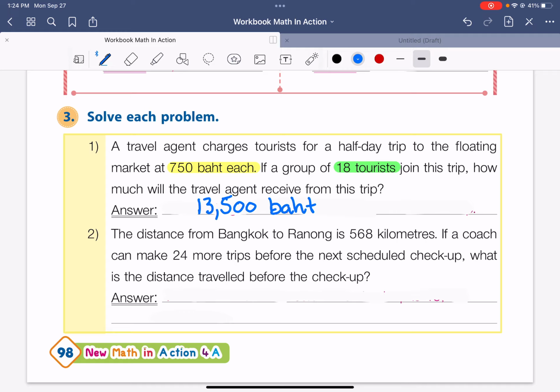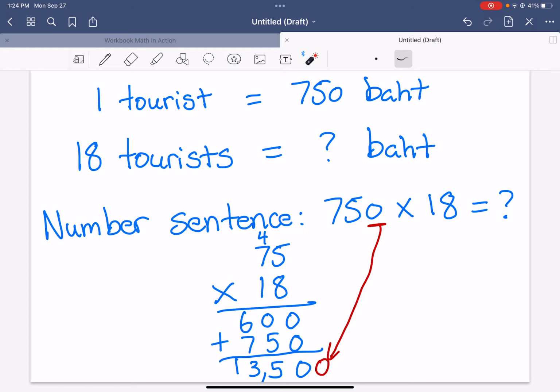All right. The distance from Bangkok to Ranong is 568 kilometers. If a coach can make 24 more trips before the next scheduled checkup, what is the distance traveled before the checkup? Right? So, Bangkok, right? We're going to draw this out.